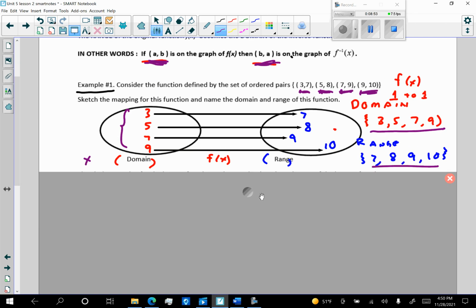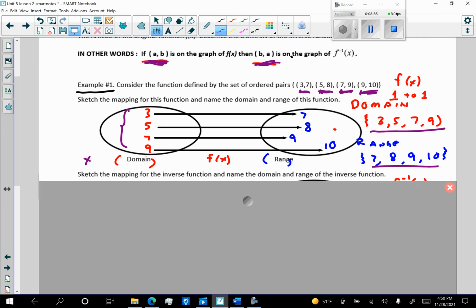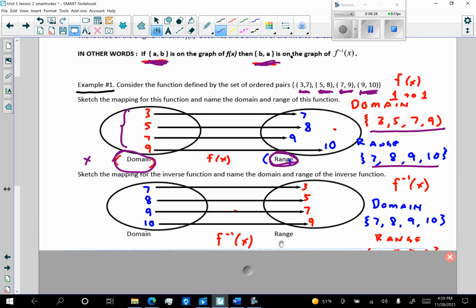So you should realize where I'm going with this. Where I'm going with this is I want to sketch the mapping for the inverse function and then name the domain and range of the inverse. Well, I'm going to tell you right now, this is going to be the domain of the inverse, and this is going to become the range of the inverse. If you take a deep breath and make this simple, it will be easy to figure out. Okay, so let's sketch the mapping for the inverse.